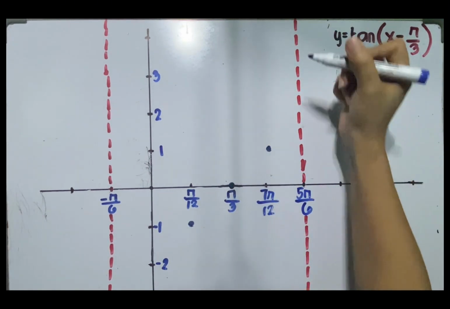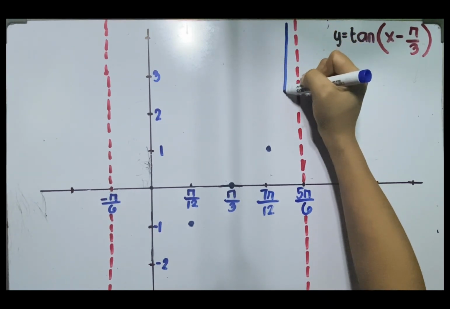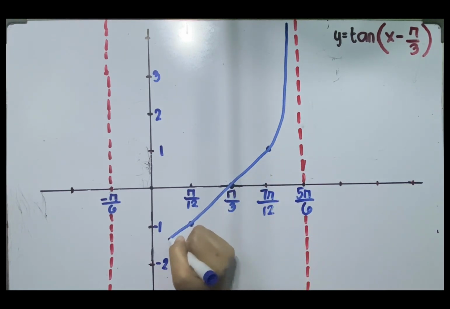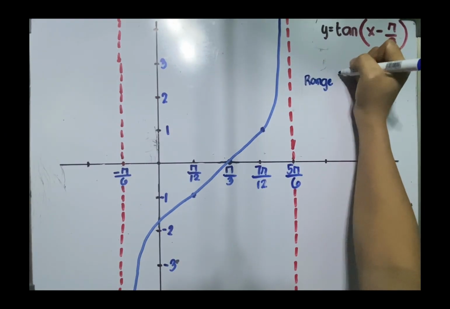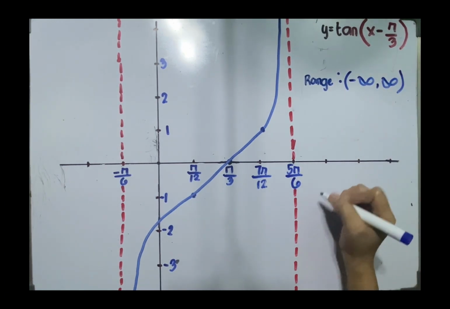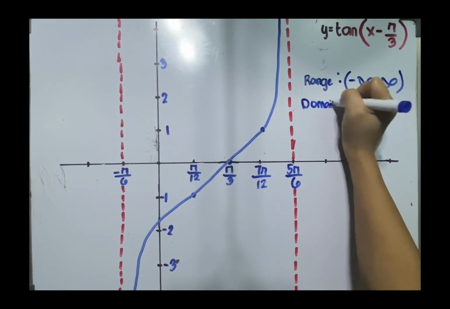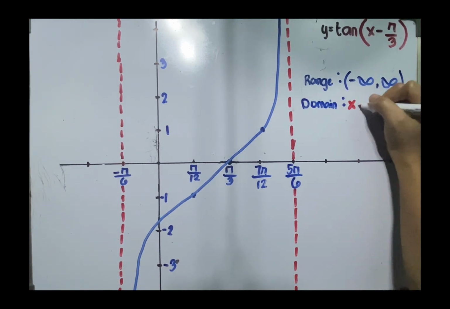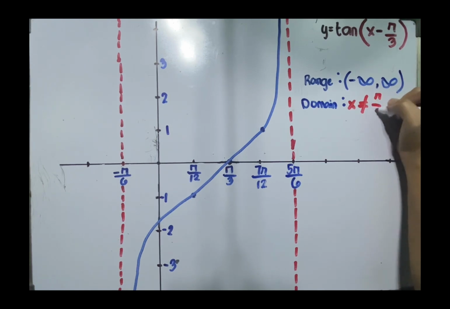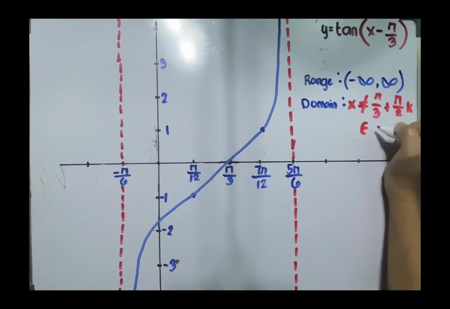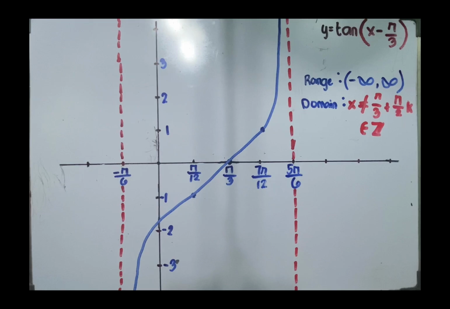Then next we do the drawing of the curves. We carefully do the curve. It should be close enough to the asymptote but not touch it. Last, we have to write the range and domain. For our range, it is from negative infinity to positive infinity. And for our domain, it is all real numbers except values where x is equal to pi over 3 plus pi over 2 k, where k is any integer.